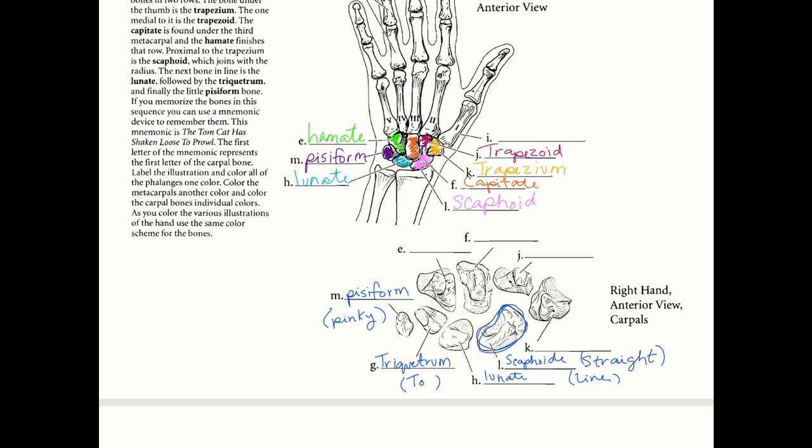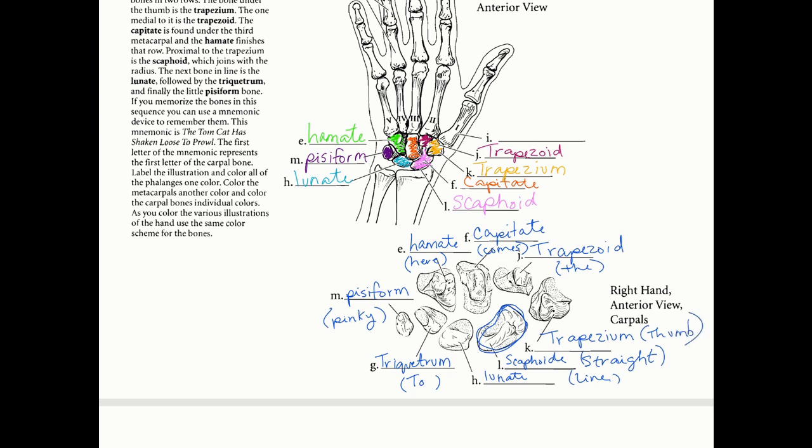We're going to move up to hamate, which stands for here. We have capitate. It's going to stand for comes. And trapezoid stands for the, and trapezium stands for thumb. All right.